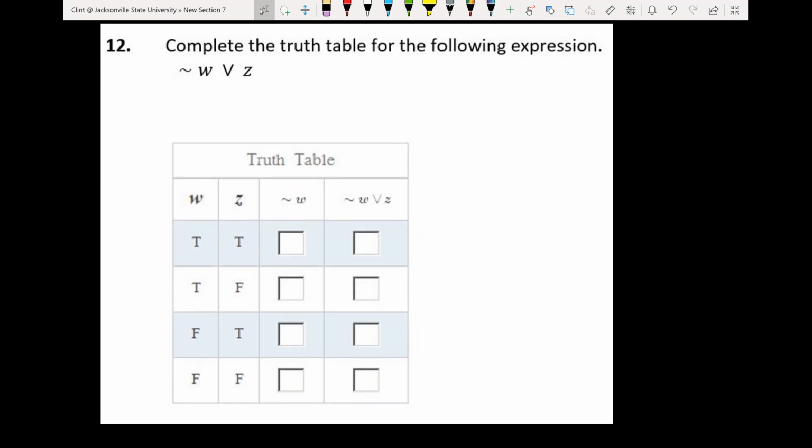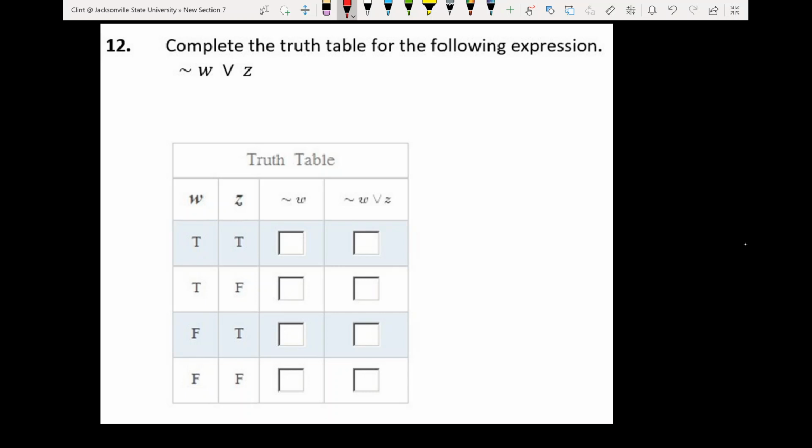This one says complete the truth table for the following expression, and we got squiggle W V symbol Z. So that is the negation of W or Z. We're doing our truth tables here, and you just want to do them one column at a time. Sometimes people try to do them a row at a time, and that gets kind of confusing. So let's look at this one column at a time. First, it gives us the columns for W and Z.